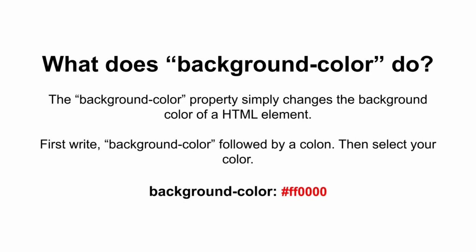The other CSS property we will discuss in this video is the background-color property. What does background-color do? The background-color property simply changes the background color of an HTML element. To write this property, first write background-color followed by a colon. Then select your color. When writing background-color, make sure that there is a dash between the word background and the word color. Make sure there are no spaces either.